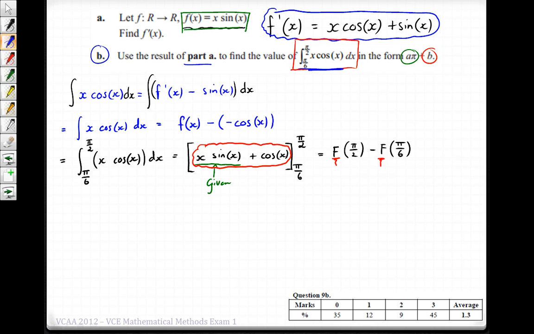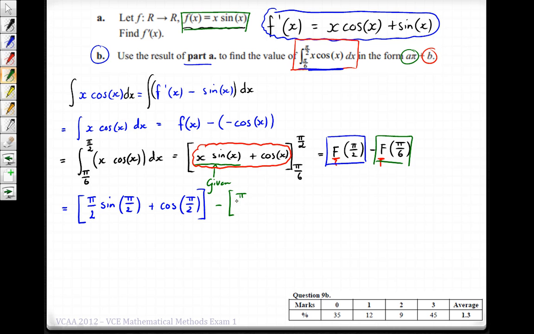So let's go ahead and plug this in. So we get our first one, I'll do in blue, is our F of pi on 2. So wherever there's an x, we put pi on 2 by sine of pi on 2 plus cos x, where the x is replaced with pi on 2. And then in the green, we're going to subtract away our F of pi on 6 case. So we're going to have pi on 6 there, we're going to have sine of pi on 6, and we're going to have plus cos of pi on 6.